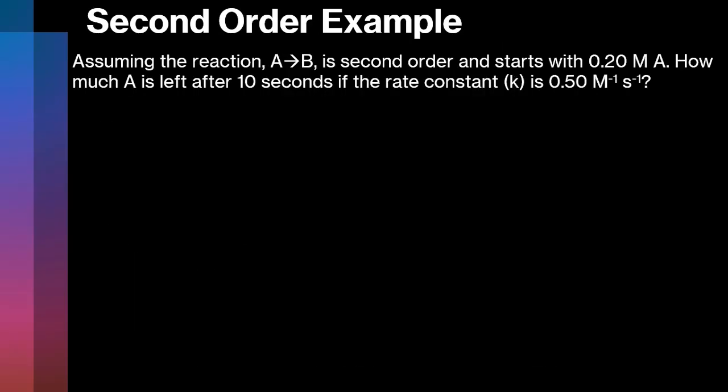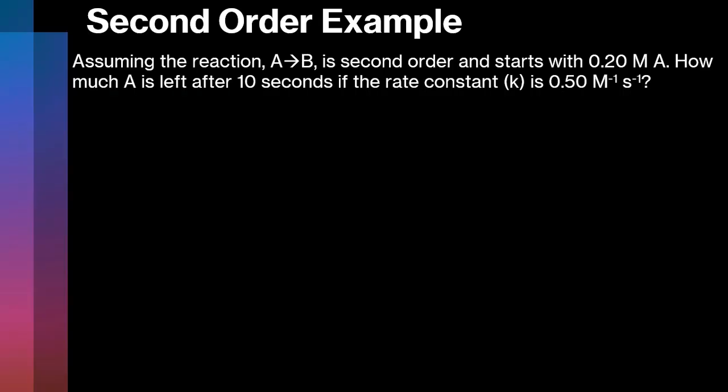So let's work through the same type of problem for a second order reaction. Again, suppose our reaction A to B is now second order. Our initial concentration is 0.2 molar, and our rate constant is given to us as 0.50 inverse molar inverse seconds. And we want to determine what the new concentration is after 10 seconds.